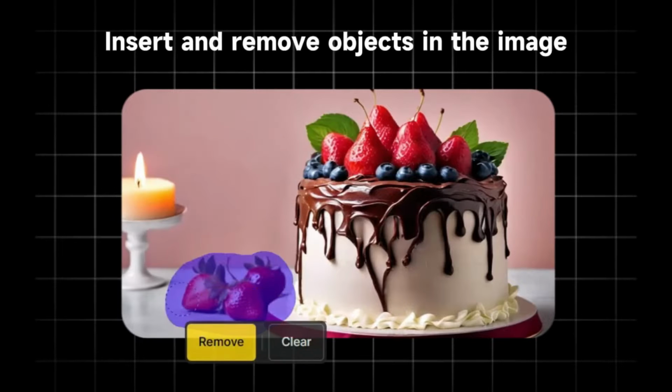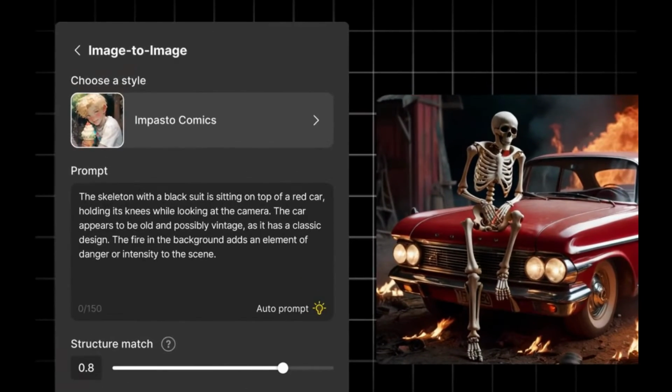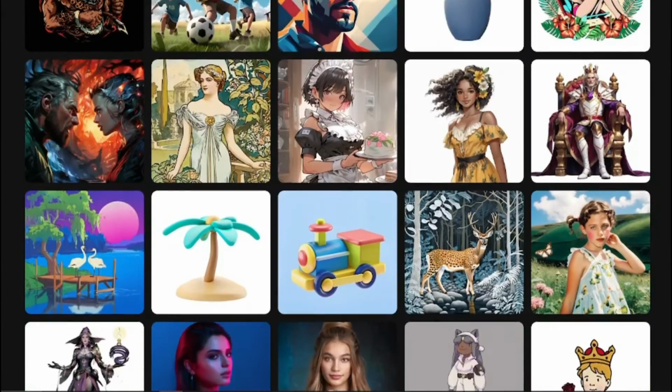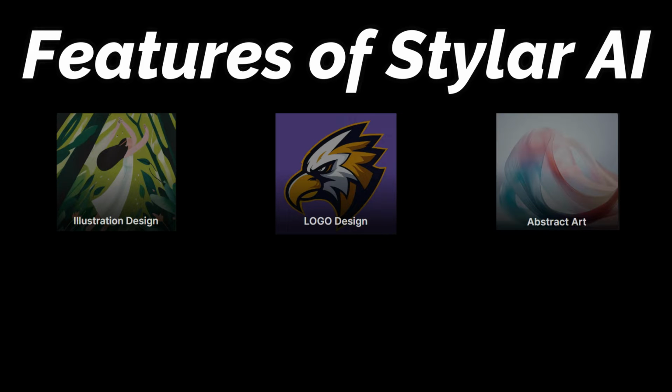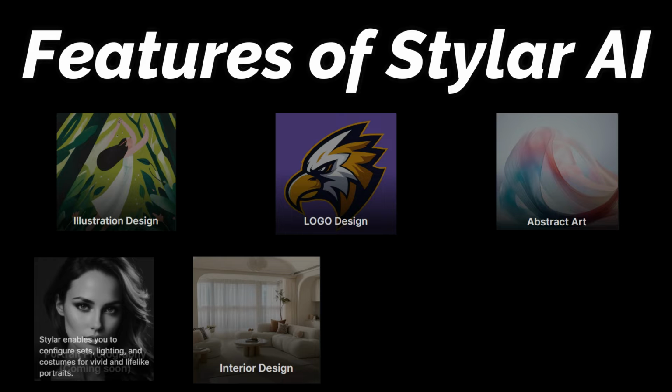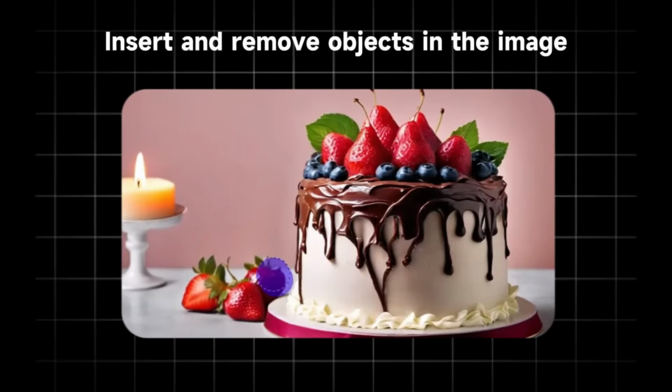And you'll be thinking, every other AI image generator offers these features, right? But the best part about STYLAR.AI is you can get access to tons of styles for image generation. So you can do illustration design, logo design, abstract art, portrait photography, interior design, character design, and tattoo design. And there are even more style options in each of these categories. So let's go ahead and explore this exciting AI image generator tool and see how well it performs, right?